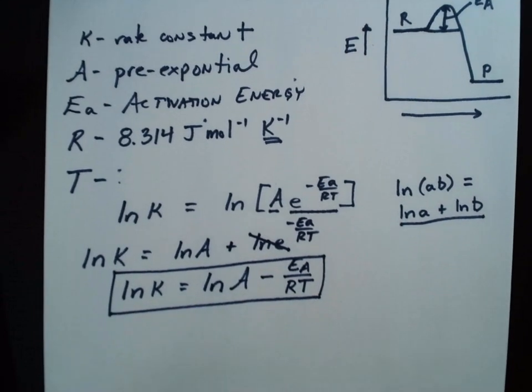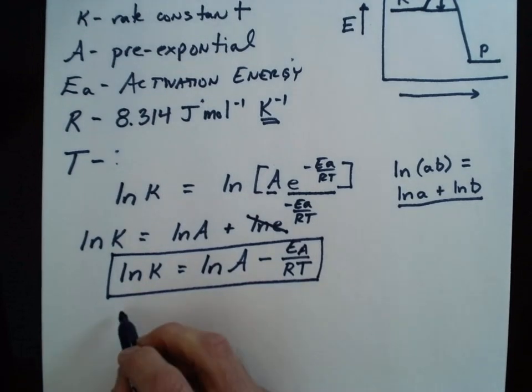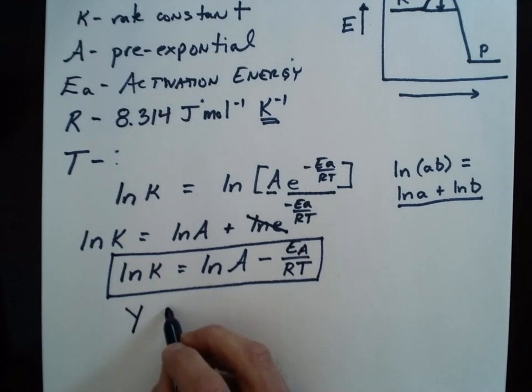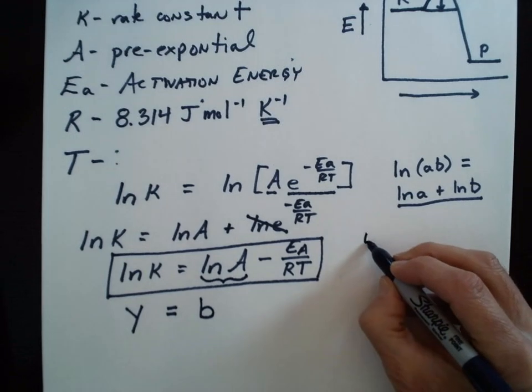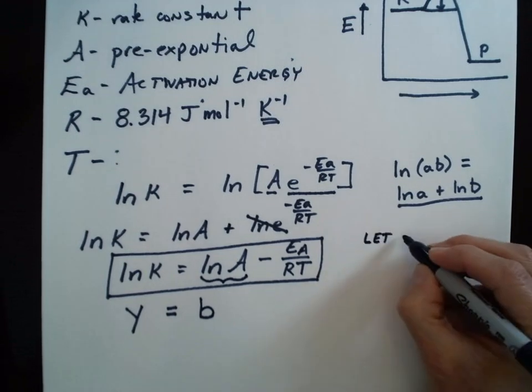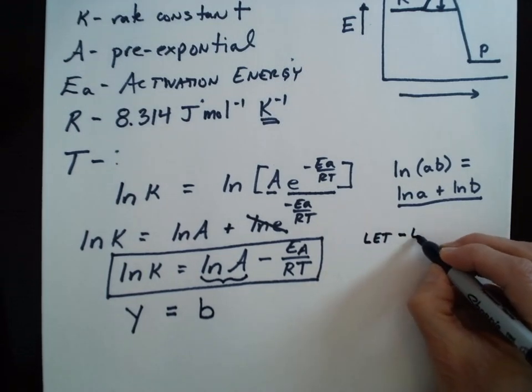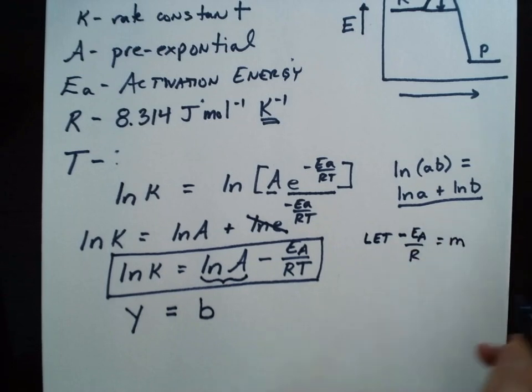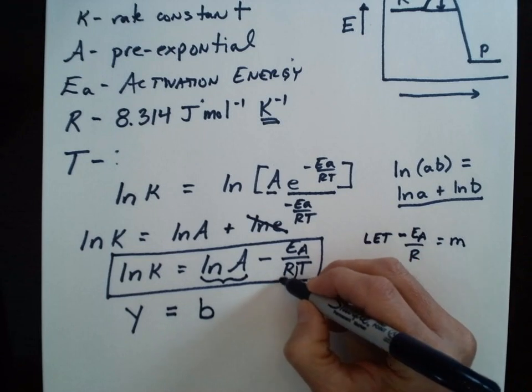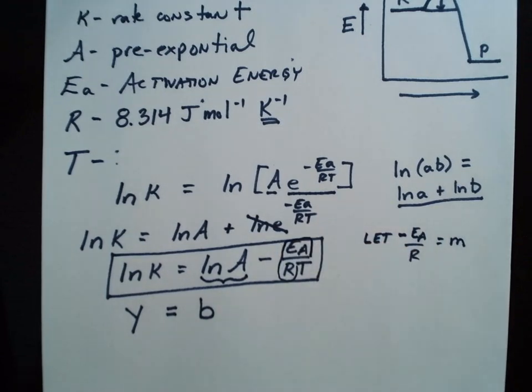And it works like this. What we'll say is we're going to let the natural log of the rate constant be y. We're going to let the natural log of A be the y-intercept, or B. We're going to let negative E sub A over R be the slope. So this is going to become the slope. That part there.